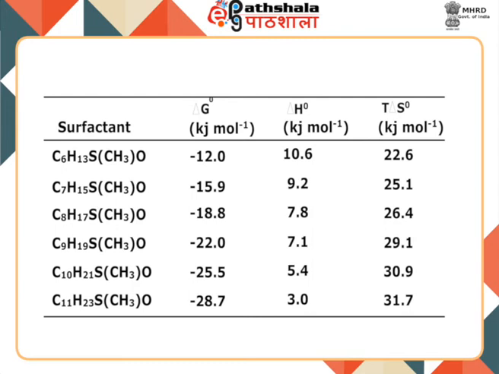However, delta H0 becomes less positive and T delta S0 becomes more positive with increasing surfactant chain length. Thus, the large negative free energy of micellization is made up of a small positive enthalpy and a large positive entropy term, T delta S0, which becomes more positive as the chain length increases.